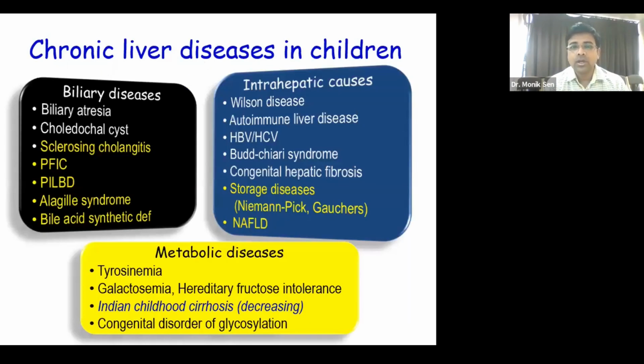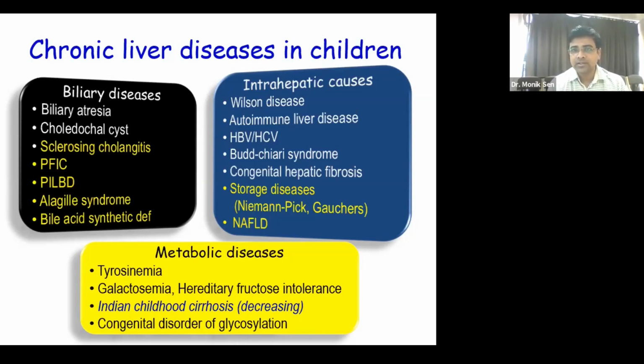So as you know, children have a different spectrum of etiology as compared to adults. We have biliary diseases, we have intrahepatic diseases, and we have metabolic diseases. Among the biliary diseases, that means those that affect the liver from outside the liver, from the biliary system, are diseases like biliary atresia, choledochal cysts, sclerosing cholangitis, progressive familial intrahepatic cholestasis, PILBD, which is paucity of interlobular bile ducts, Alagille syndrome, and bile acid synthetic defects.